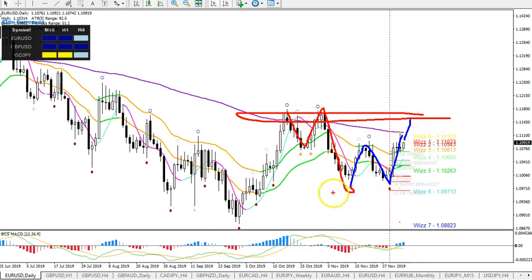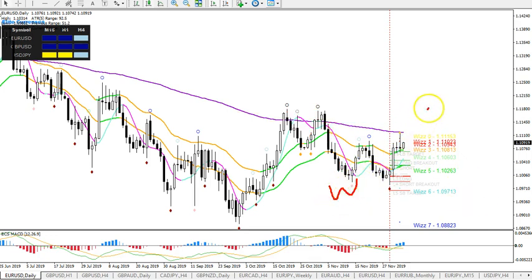Ultimately, it could be just an ABC correction if it does go higher, or otherwise it's maybe a WXY. In any case, somewhere around here or here in this zone, I would expect a bearish reversal back down to test the 78.6 fib. If it does show a lot of momentum beyond this zone, then the wave pattern could be a little bit different. For the moment, I'm expecting this.